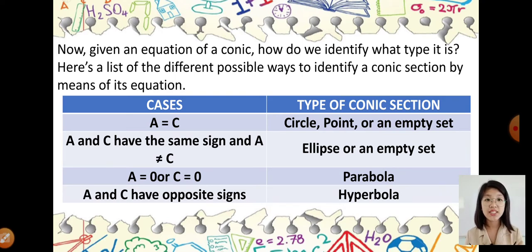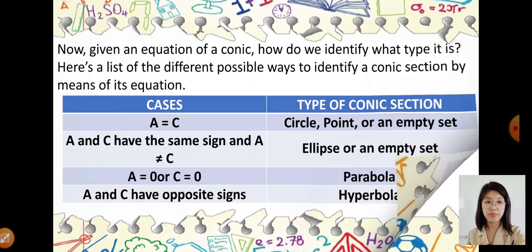And next is A is equal to 0 or C is equal to 0. So that is a parabola. And last one, A and C have opposite signs. So halimbawa, negative 3 and positive 2. They are opposite in signs. So that is a hyperbola.